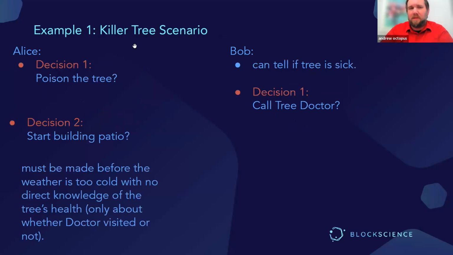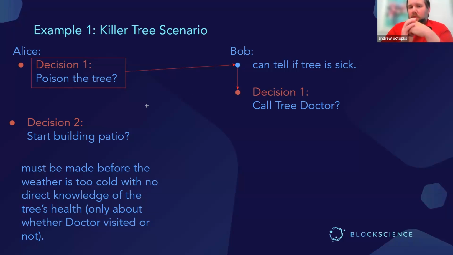Alice may not be the most moral or empathetic person, and so her first decision is, should she poison the tree? We assume that she's not at likelihood of getting caught for our example here. That's going to lead to something that Bob can observe. He can tell whether or not the tree is sick. He cannot tell whether or not Alice poisoned the tree. All he can observe is that the tree may be sick. This is going to lead Bob to his decision, which is, should he call a tree doctor to try to help heal the tree?